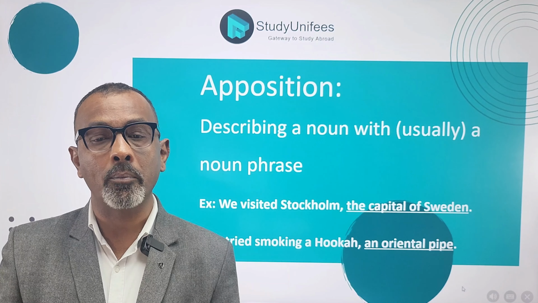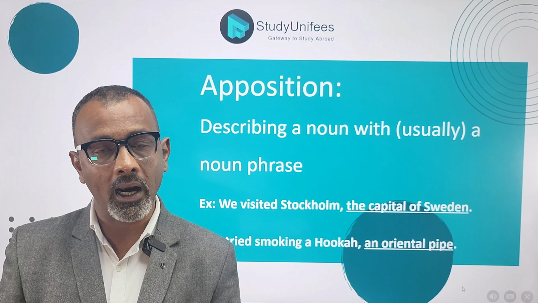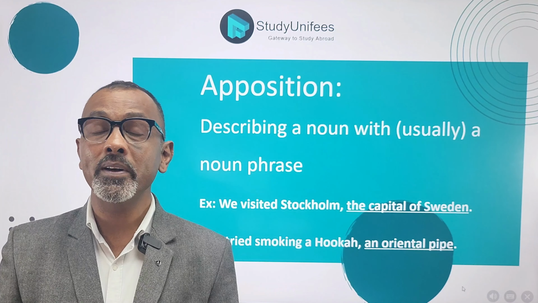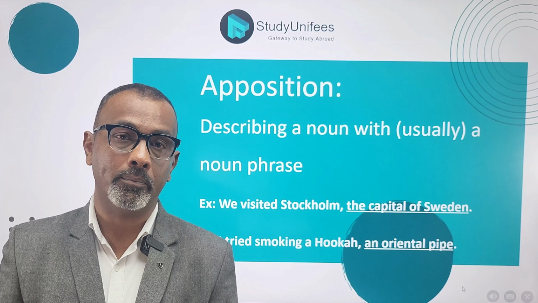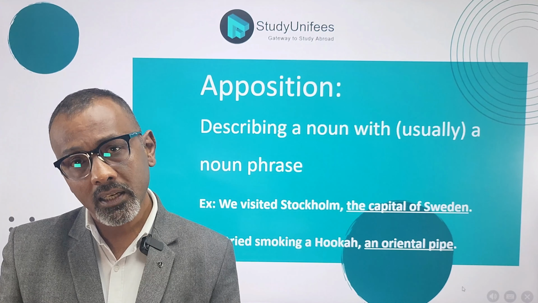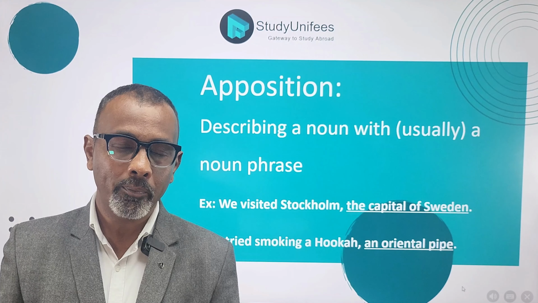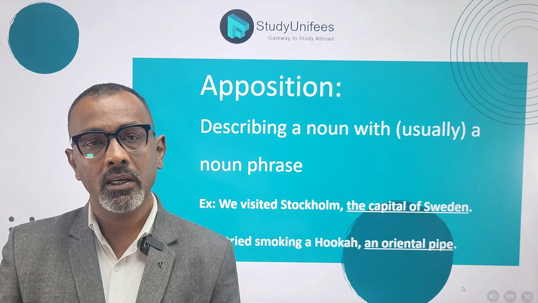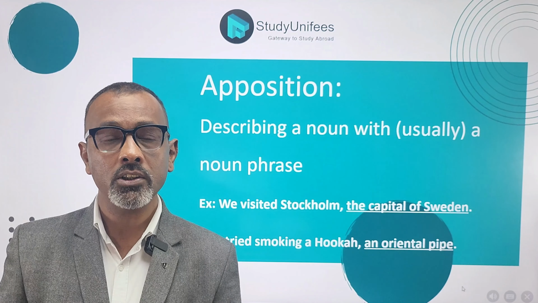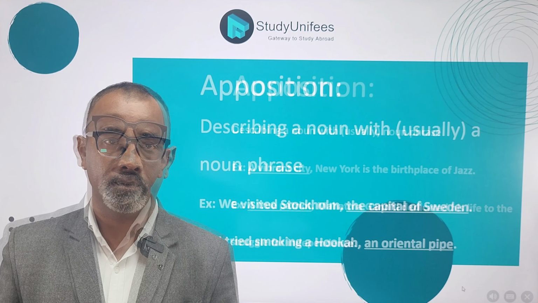Look at the second example. I tried smoking a hookah. Hookah has been described as an oriental pipe. So this is another kind of apposition, whereby you add a phrase immediately after the object of your independent clause.